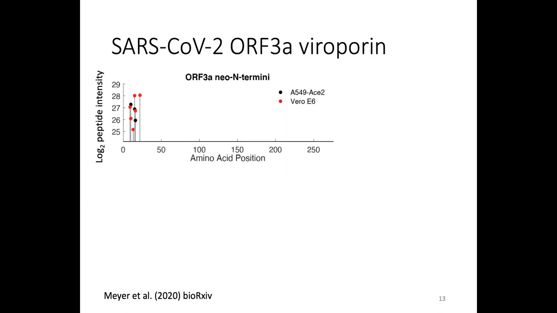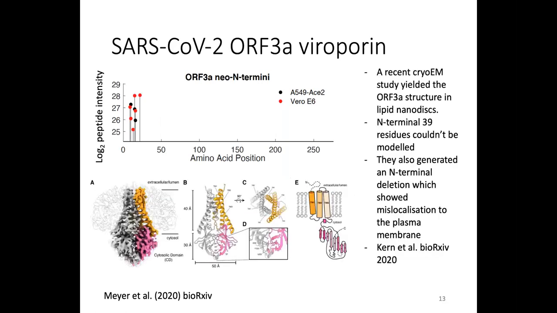We also see cleavage of the ORF3A viroporin at its N-terminus. A recent cryo-EM study yielded a structure for this viroporin in lipid nanodiscs, so they couldn't resolve the N-terminal amino 39 residues. They generated a deletion mutant, an N-terminal truncation, and this was mislocalized. So this is consistent with signal peptide cleavage and some further processing of this protein.